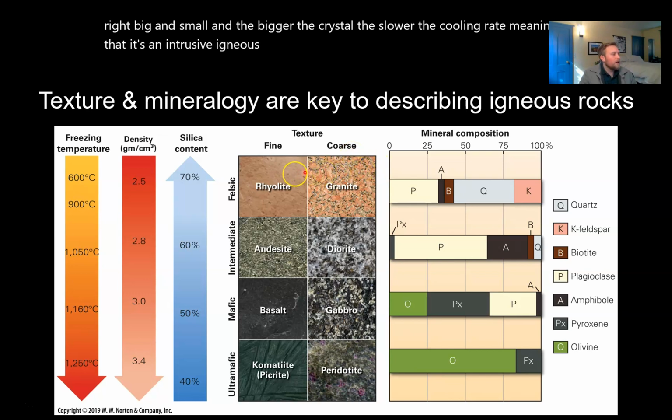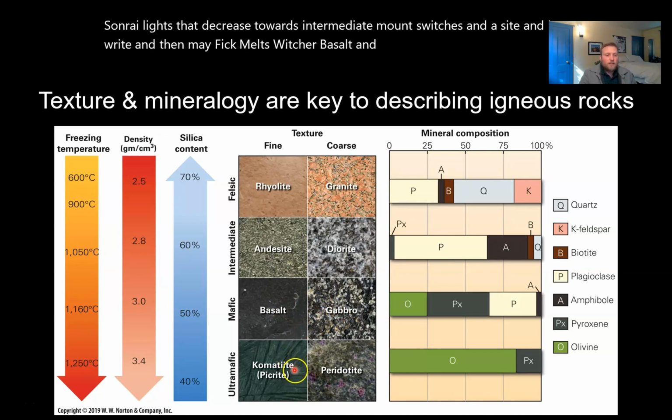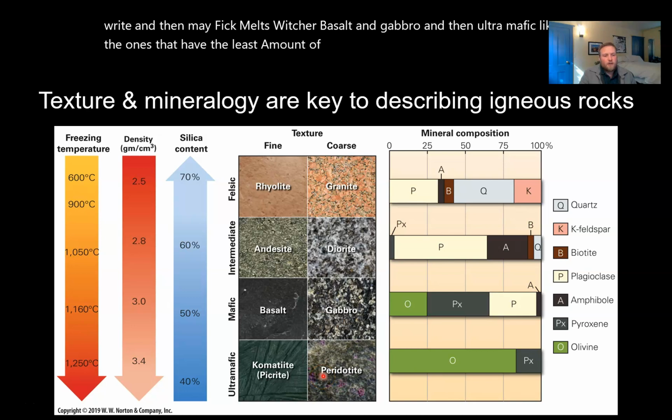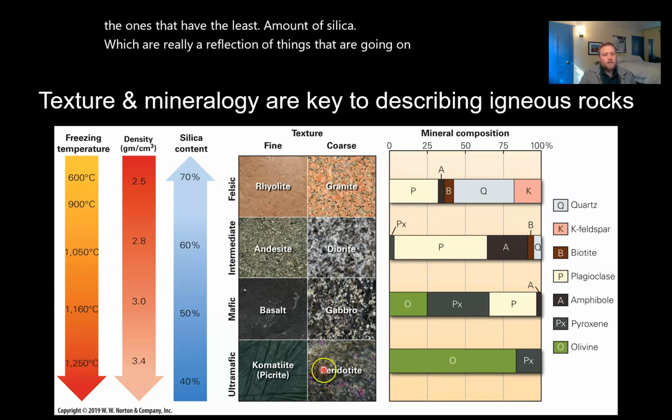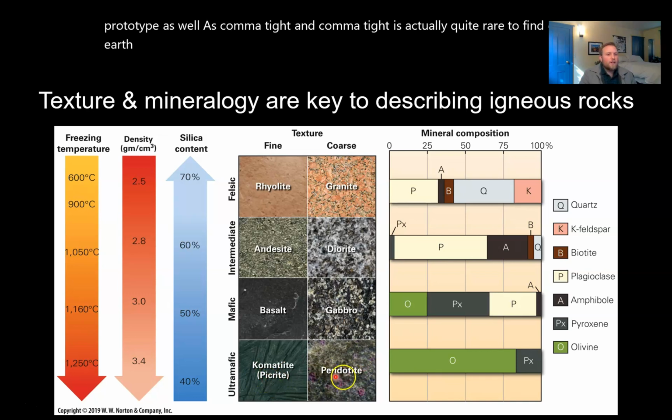So we have higher silica content for granites and rhyolites that decreases towards intermediate melts, which are andesite and diorite, and then mafic melts, which are basalt and gabbro, and then ultramafic, the ones that have the least amount of silica, which are really a reflection of things going on deep in the ocean crust: peridotite as well as komatiite. And komatiite is actually quite rare to find on Earth's surface. Peridotite is rare but more common.